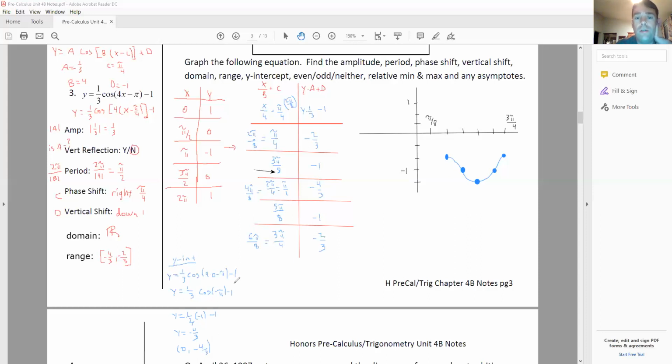I'd have to continue the graph on to see, did I get a relative min or max on the y-axis? Well, it turns out I am going to get a relative min on the y-axis. So for my even, odd, or neither, this is going to be even, because I have a relative max or min on the y-axis.